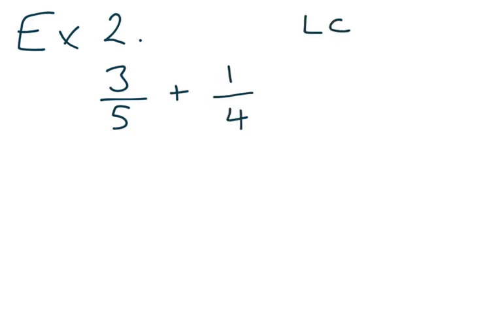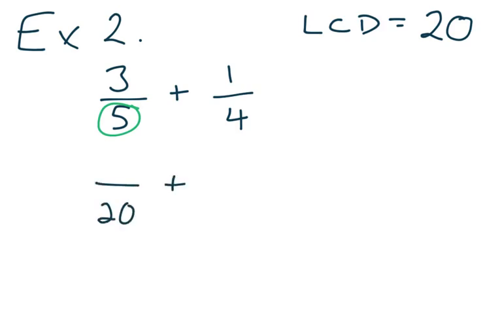Our second example is looking at 3/5 plus 1/4. So again, we need to find the lowest common denominator. To do that, we're looking at the 5 this time, and we're trying to work out a number that both 4 and 5 fit into. First number that 5 goes into is 5. 4 doesn't fit into 5 evenly. The next number that 5 goes into is 10. 4 doesn't go into 10. 15. 4 doesn't go into 15. But 4 goes into 20. So we change both of these to a fraction out of 20.